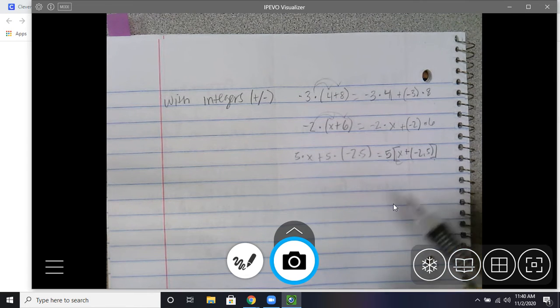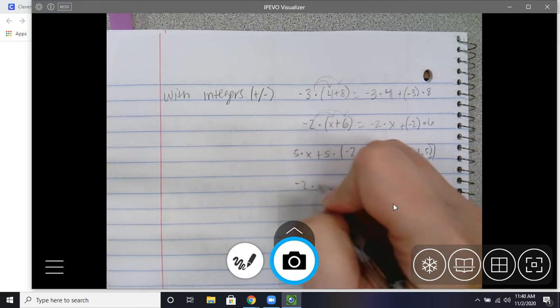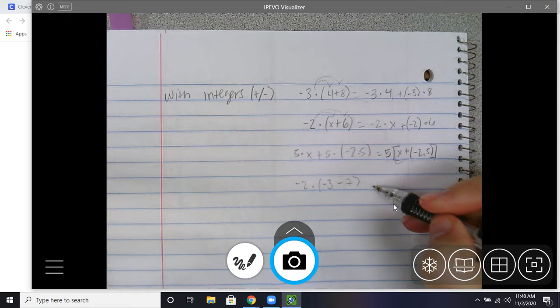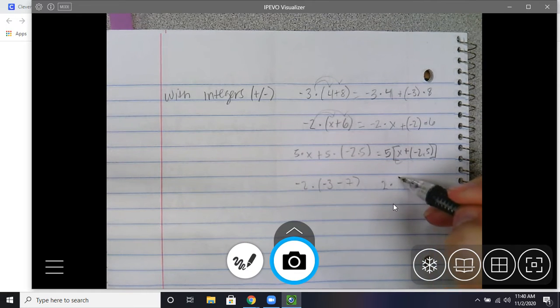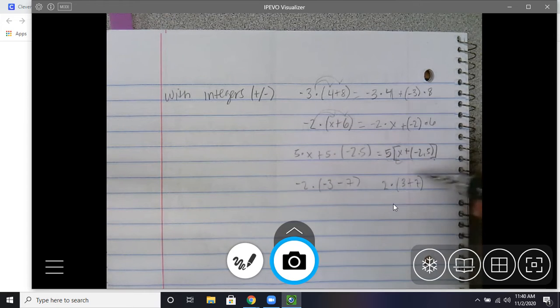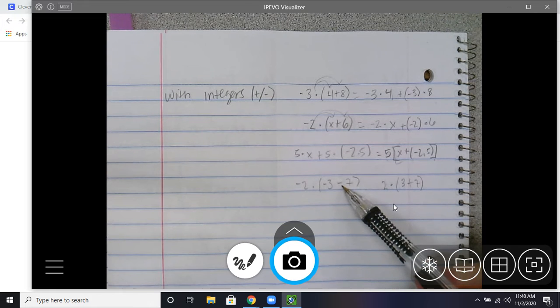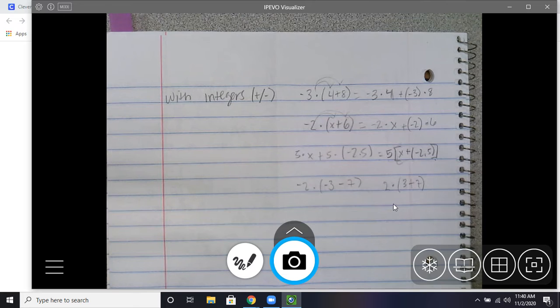And then they ask you if negative 2 times negative 3 minus 7 and 2 times 3 plus 7, if those are going to be different answers. And with your knowledge of negative numbers and subtracting, going backwards on the number line and things like that, you should have an idea just by looking at this if the answers are going to be the same or different.